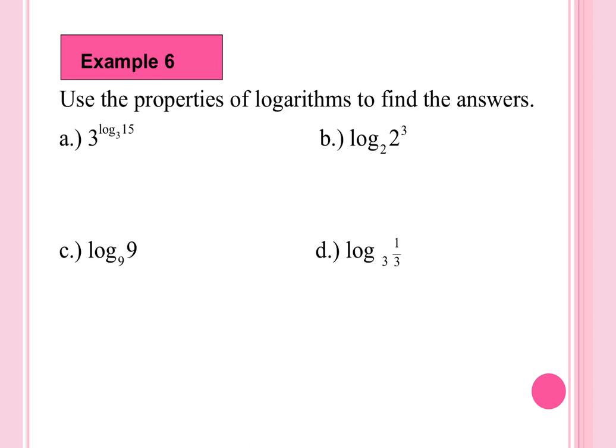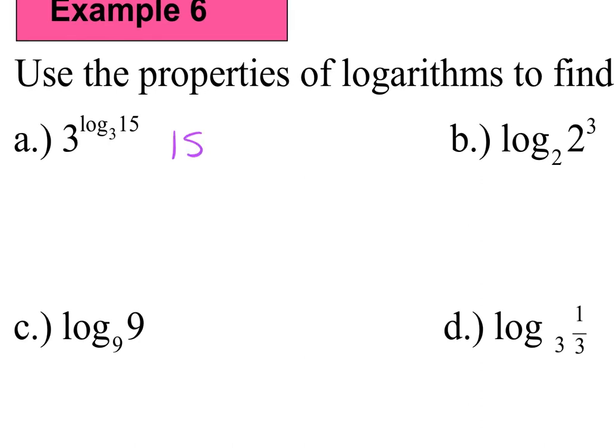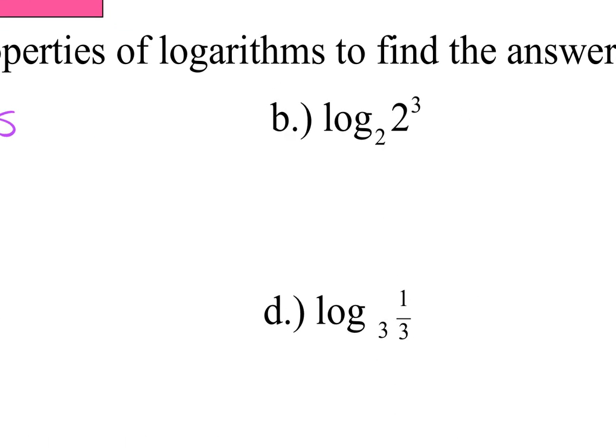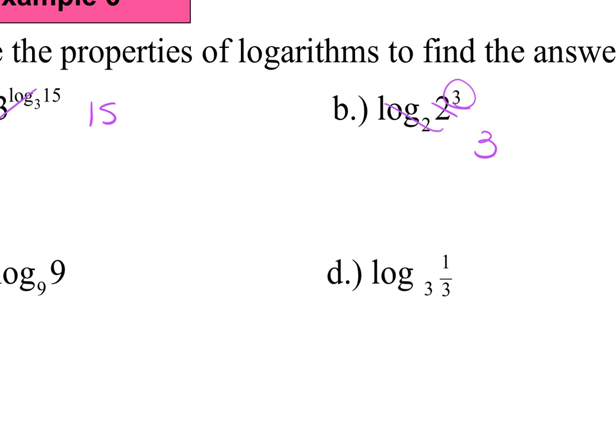All right, let's see if we could do these with no work. A, log base 3 of 3 to the power of log base 3 of 15 would be 15. That whole thing cancels out. B, log base 2 of 2 to the third. 3, it's just the exponent. C, log base 9 of 9. 1. And D, log base 3 of 1/3. 1. So close. -1. I have to move it to the bottom, right?